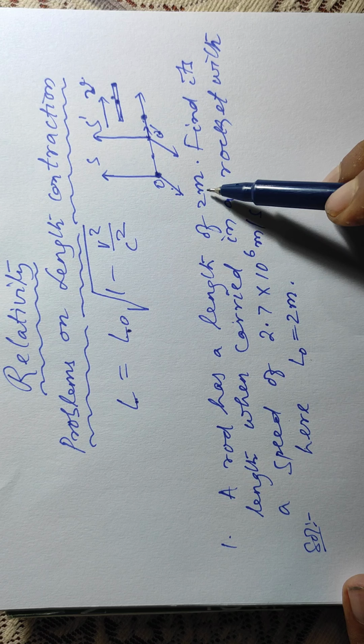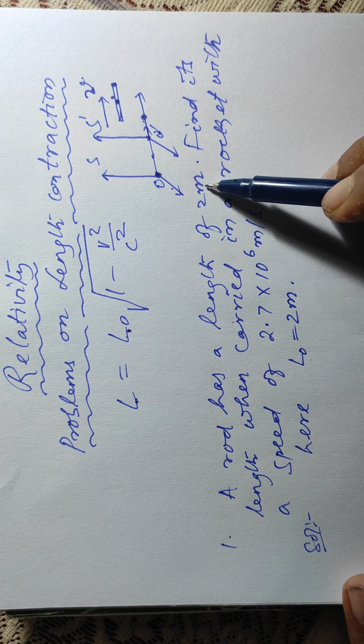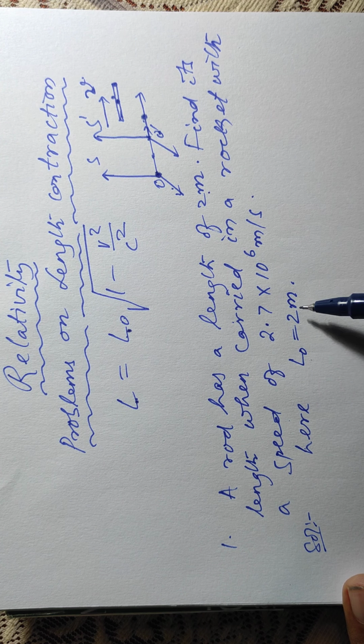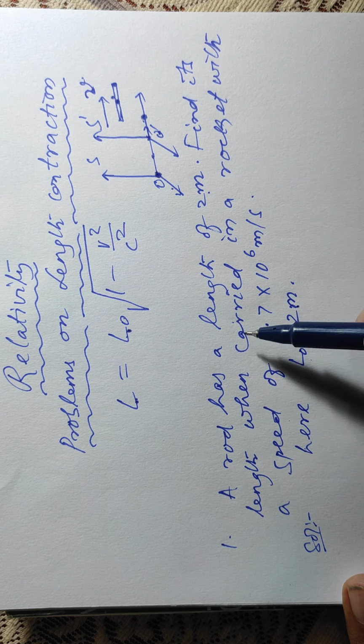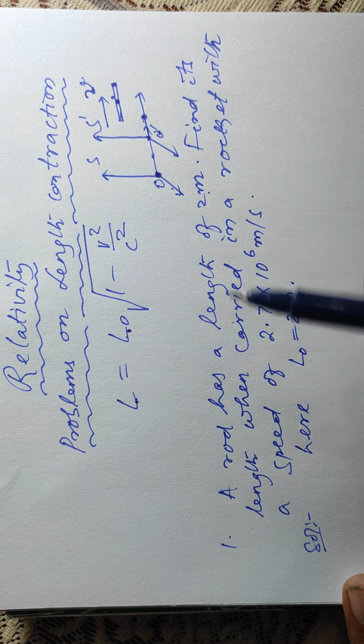L is the length of the rod while moving and L0 is the length of the rod while at rest. While at rest the length is 2 meter, so L0 is equal to 2 meter. You have to find out the length when carried in a rocket, that means when it is in a moving system. That means you have to find out L, with a speed of 2.7 into 10 to the 8 meter per second. That means the velocity of the rocket is V, so here V is equal to 2.7 into 10 to the 8 meter per second.